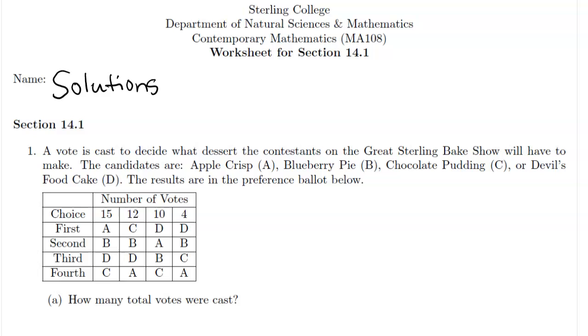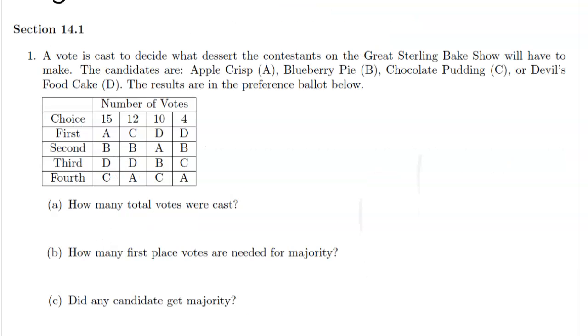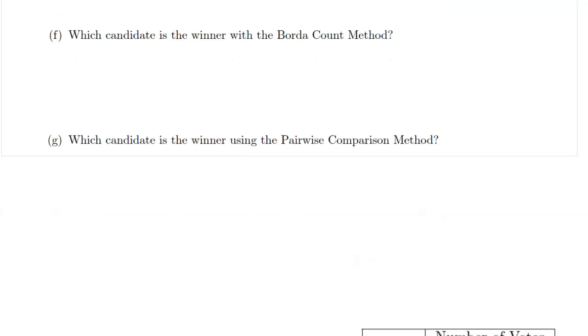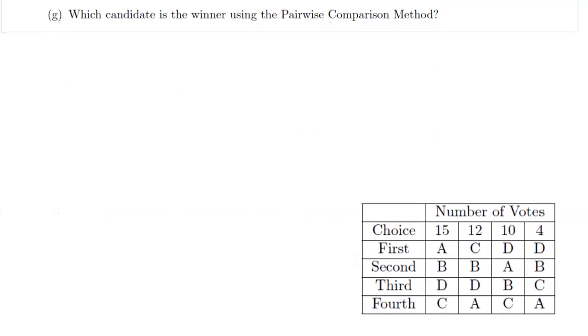We are going to finish up this worksheet for section 14.1. We had already done the first A through F parts, so we just have this G left at the end. I went ahead and recopied the preference table down here so that we can reference it a little easier instead of having to scroll up and down. But we wanted to find out which candidate is the winner using the pairwise comparison method.